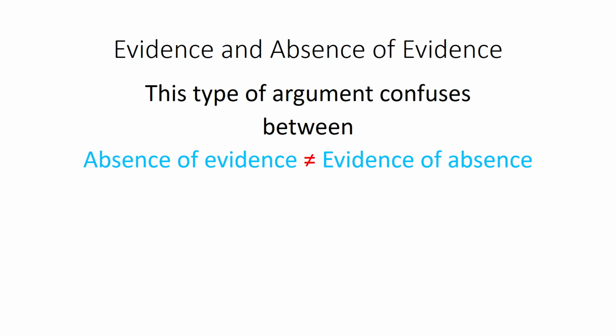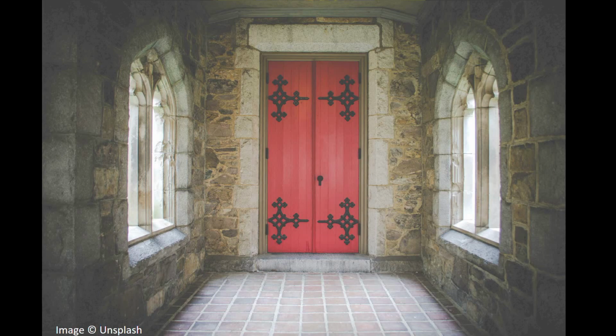Now, the difference between evidence of absence and absence of evidence is this. If the door is like this, and we're standing in front of it, and we can't go in, we have an absence of evidence for what is inside. Meaning, we don't have evidence at all. We don't know what's in there, or if there's nothing in there either. We don't know. We're ignorant of what's going on inside.